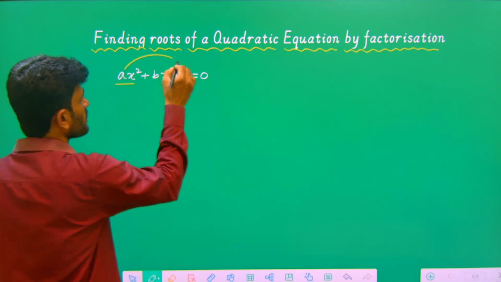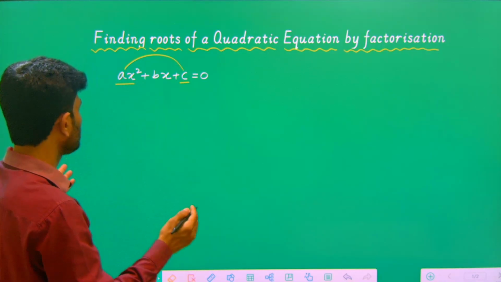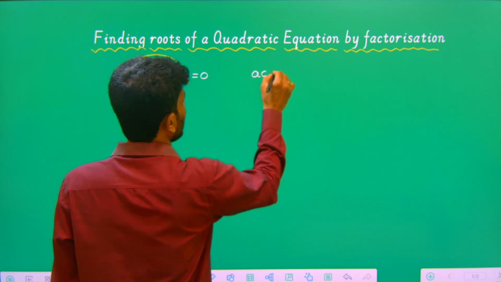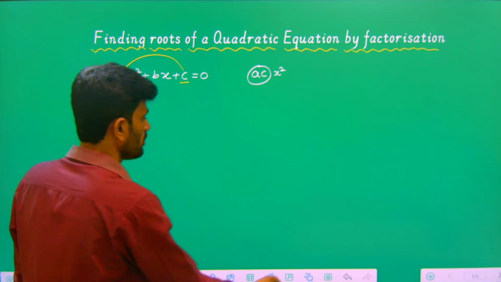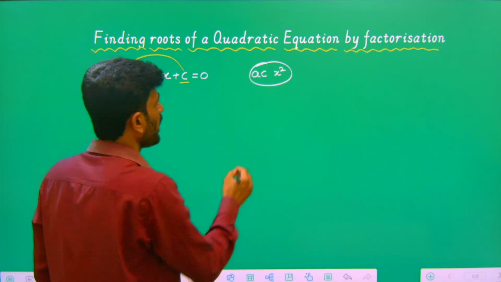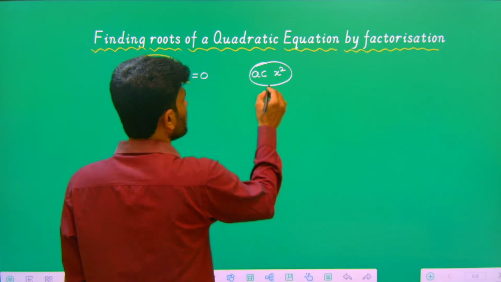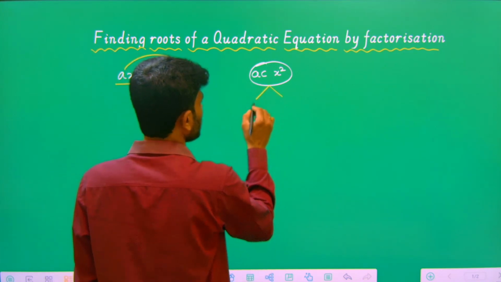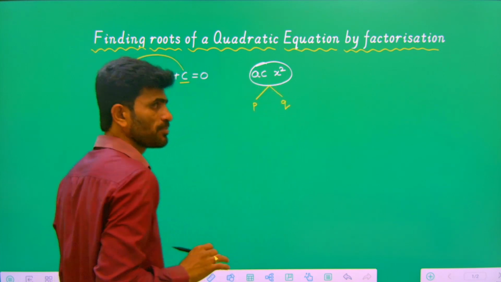First step, multiply ax square and c both. First term and last term you multiply, then we get a product like this, a into c x square. After you get the product, you have to find the factors of this product, for example, I am taking these factors as P and Q.